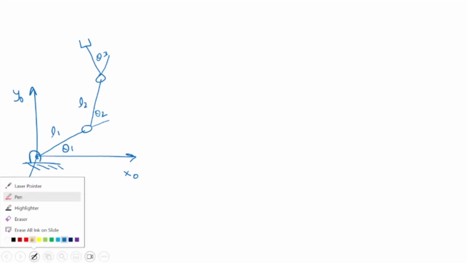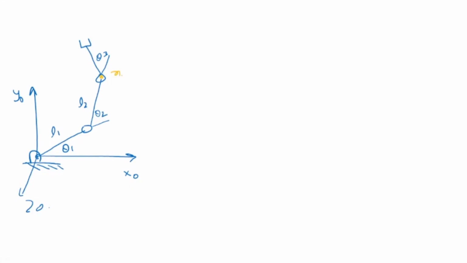where this is my length L1, L2, let us say this is my x0, this is my y0, and z0 is coming out of the plane. This is angle theta 1, this is angle theta 2, and that is angle theta 3. Now suppose we are given that the position and orientation of this point is my xy, this is frame number 3, or joint number 3.